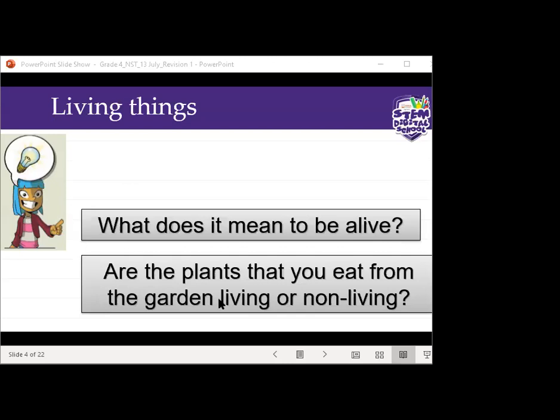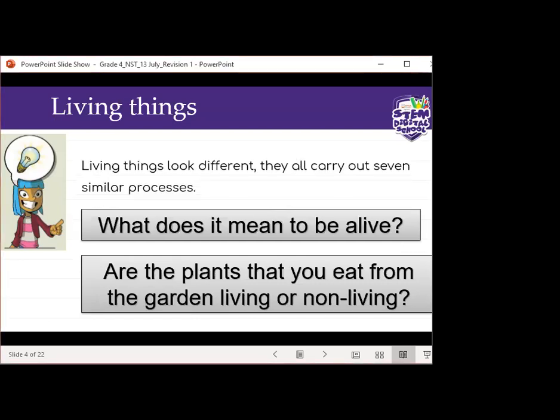Okay. So I hope everyone heard what Darish said. He said that the plants that we eat from the garden are living. And if we can just see here, we say that living things look different. We can refer to me and you as being alive, and we can also refer to plants as being alive, as well as animals. But we all have different structures. So Tyron, I see that your hand is up.